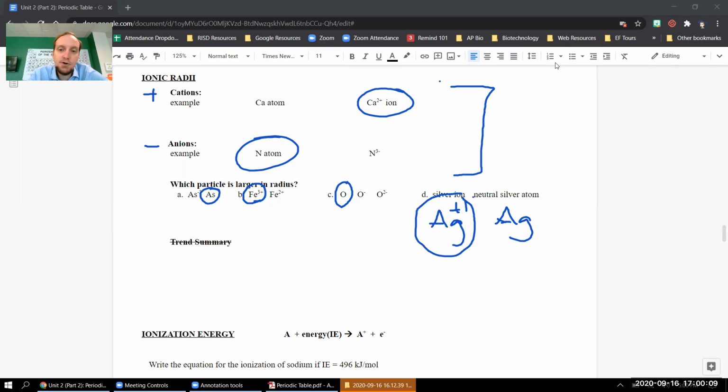The regular silver atom would be a little bit more squeezed in because it has an equal number of electrons and protons.